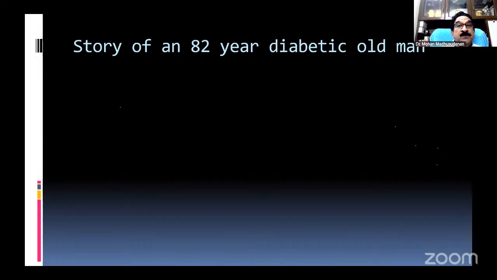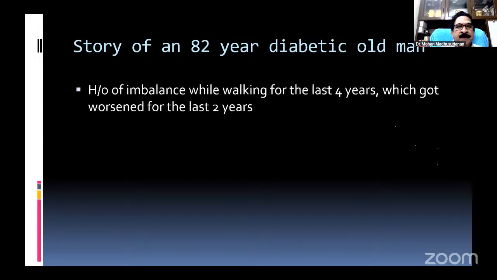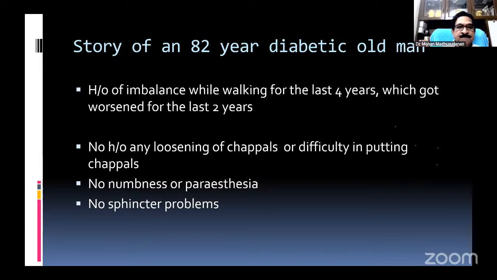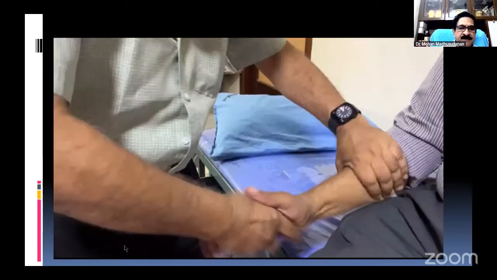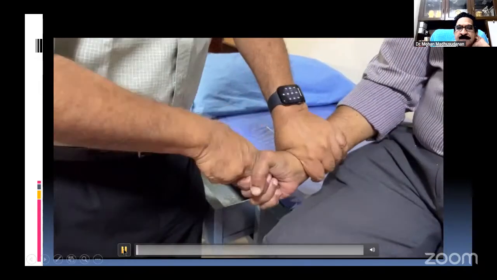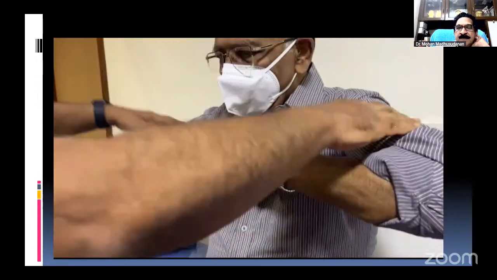This is the story of an 82-year-old diabetic old man. History of imbalance while walking for the last 4 years, which got worse for the last 2 years. No history of loosening of chappals or difficulty in putting on chappals. No numbness and paresthesia. No sphincter problems. No upper limb complaints. He has consulted many persons around the state. The upper limbs are all normal.